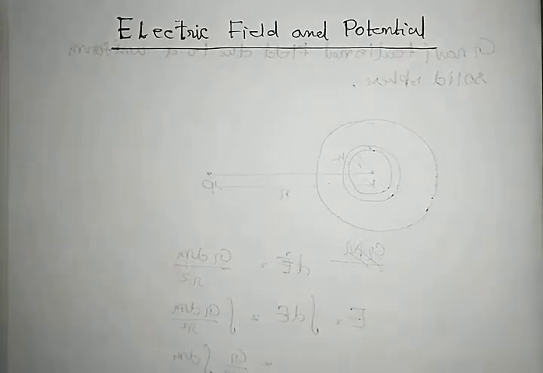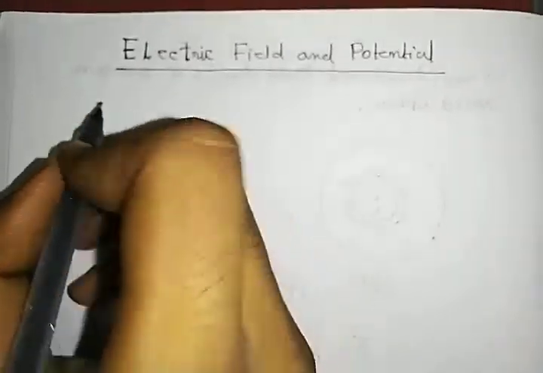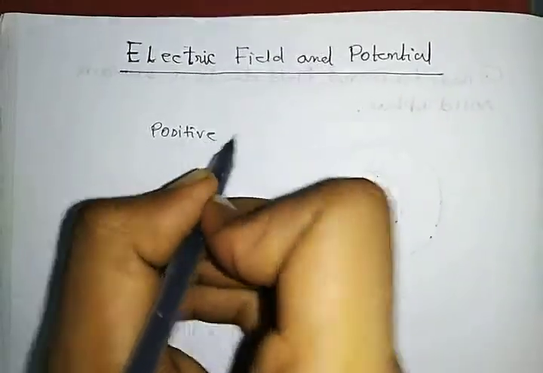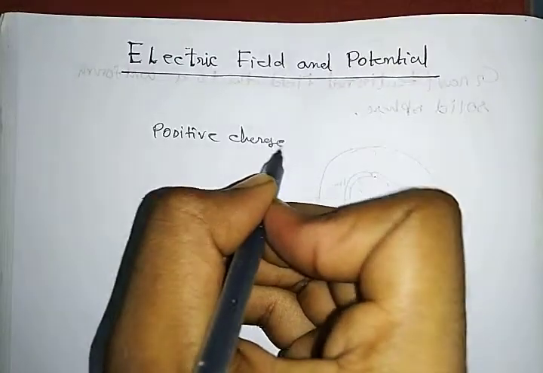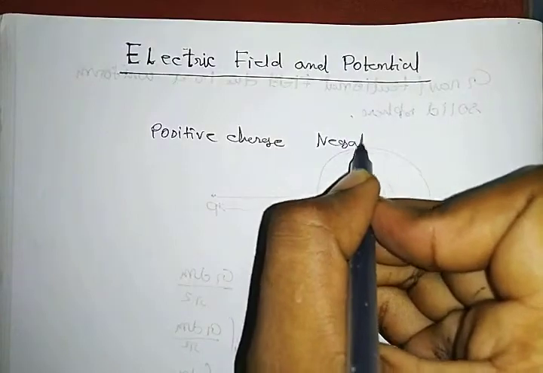So first I'm going to tell you the kinds of charges that we have. There are two kinds of charges. One is positive charge, and another type is negative charge.